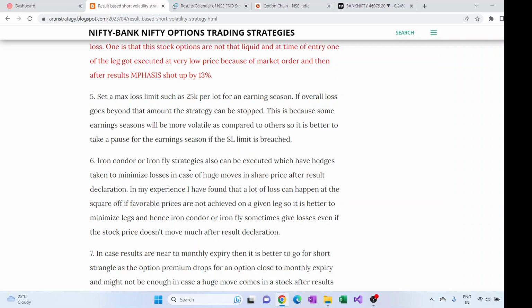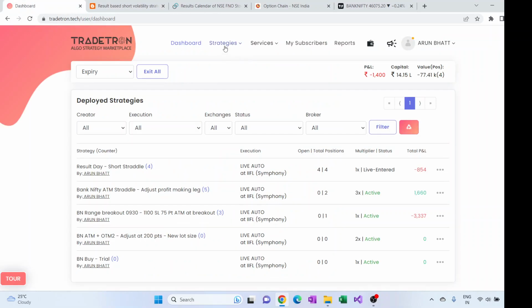So either you have to get it at whatever price it's there, which is kind of a market price. Again, some brokers don't allow you to put a market order for stock futures and stock options. So that's where I use these TradeTron settings.